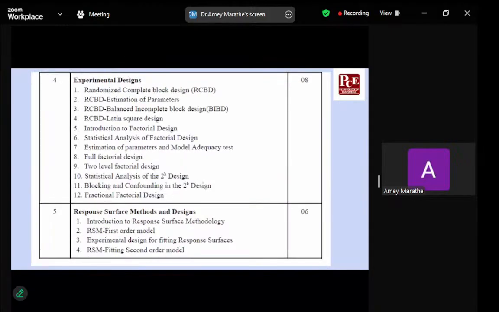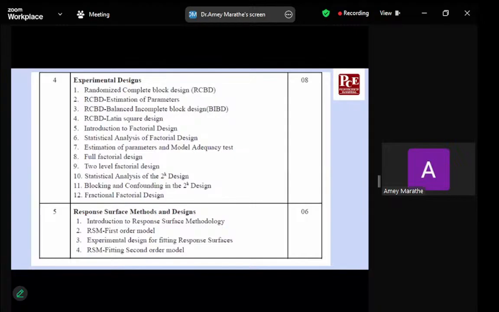And then, these are different experimental designs. There is a factorial design, a full factorial design, 2-level factorial design, fractional factorial design, and so on and so forth. We will study them one by one.